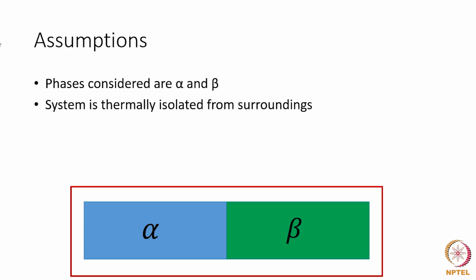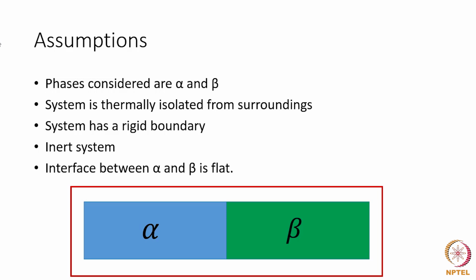The system, which is the box colored in maroon, is thermally isolated from the surroundings, and the system has a rigid boundary. What it means is that we do not have any work that is being done on the box. There is no volume change in the box, and we consider the system to be inert, which means the species in the regions alpha and beta do not change. And we also assume that the interface between alpha and beta is flat, which is being shown here.